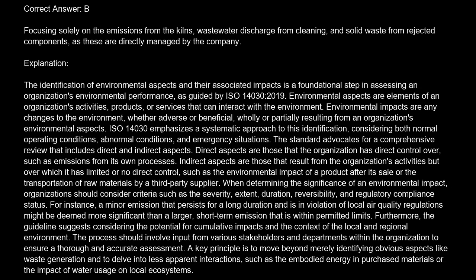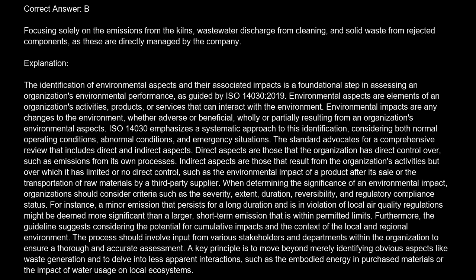Correct answer is B. Focusing solely on the emissions from the kilns, wastewater discharge from cleaning, and solid waste from rejected components, as these are directly managed by the company. Explanation. The identification of environmental aspects and their associated impacts is a foundational step in assessing an organization's environmental performance, as guided by ISO 14030, 2019.